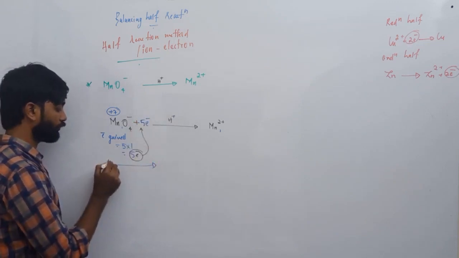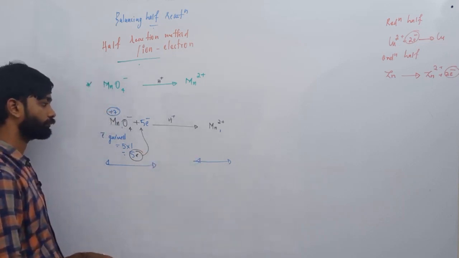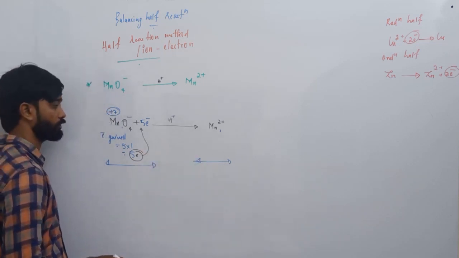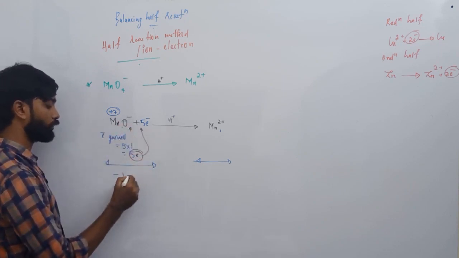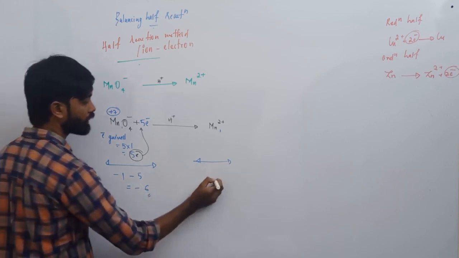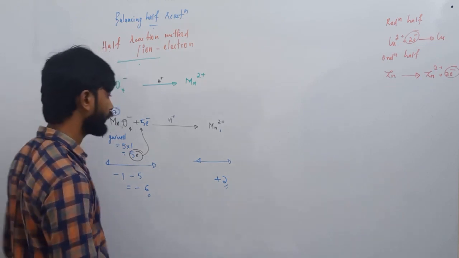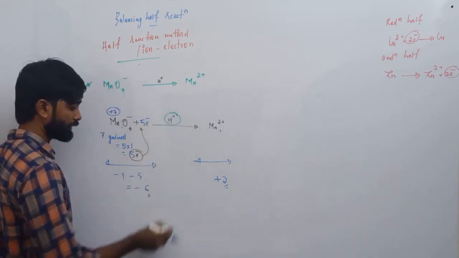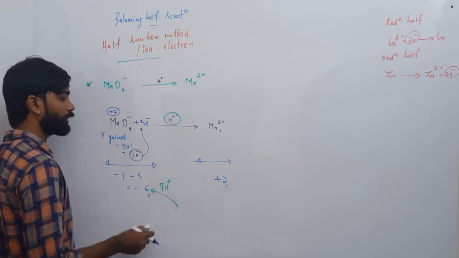Then you find the charge. Charge is -1 from permanganate and 5 electrons having 5 negative charge, so -6 on the left side. And on the right side there will be a +2. So the charge is not okay. Then consider the medium, acidic medium. So supply 8H plus here. Then only both sides become +2.